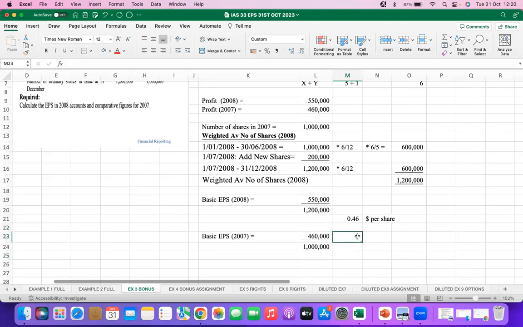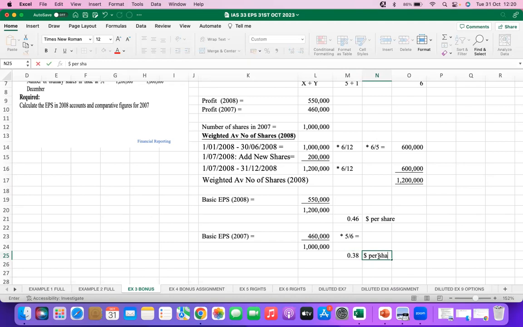Okay, I did not multiply by the adjusting factor. The adjusting factor in the previous year was 5/6. Sorry for that. So that gives you 460 divided by 1 million times 5 divided by 6. So it gives you 0.38, to 2 decimal places, dollars per share.